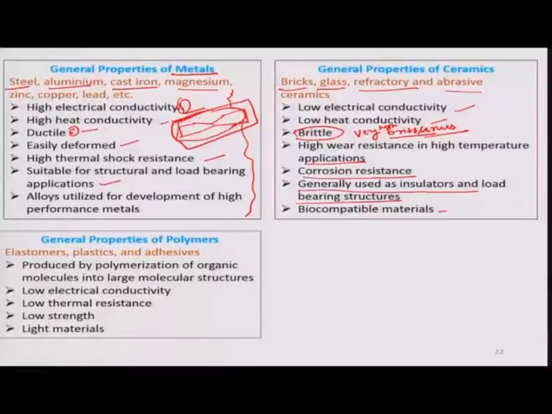And properties of polymers. Common polymers are elastomers, which we have discussed in earlier modules, plastics, adhesives, and they are produced by polymerization of organic molecules into large molecular structures, and they contain oxygen, nitrogen, hydrogen. These elements are present in polymers. Okay. Low electrical conductivity, low thermal resistance, low strength, lighter material. Strength of polymers is lower compared to metals or ceramics.